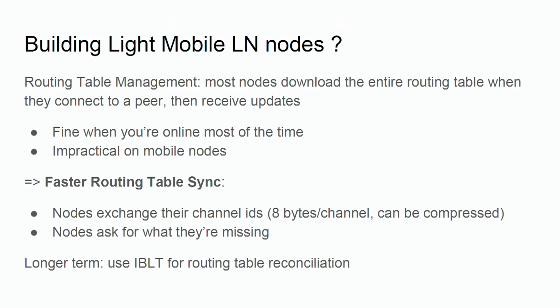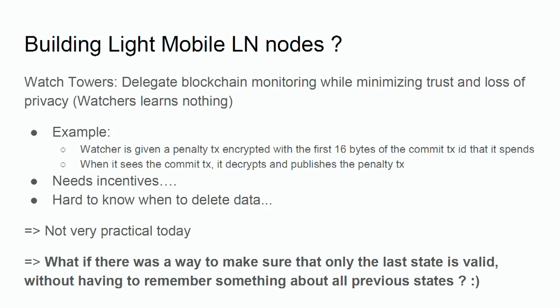Synchronizing routing tables on mobile phones was very expensive because you would ask for everything. So now there's a new protocol that lets you ask for only the items that you are actually missing. So it is much faster now on Lightning nodes, and it's going to be improved very soon with other new IDs.